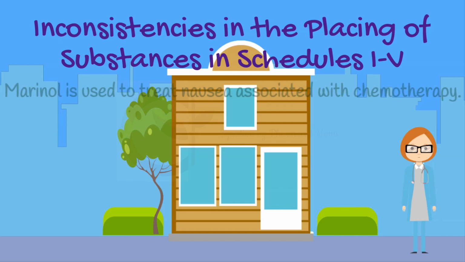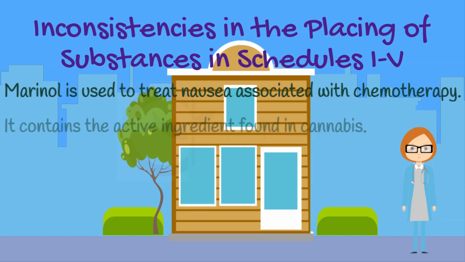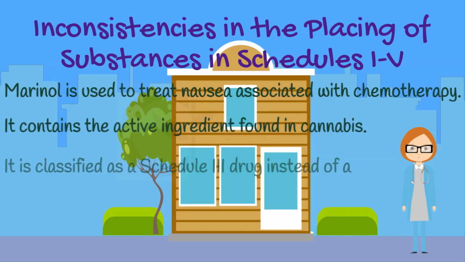For example, Marinol, used to treat nausea associated with chemotherapy, actually contains the active ingredient found in cannabis. It is, however, classified as a Schedule III drug instead of a Schedule I drug because it has scientific proof for its medicinal uses, whereas cannabis itself continues on Schedule I. Of course, this discrepancy merely increases the already heated debate concerning the legalization of marijuana.